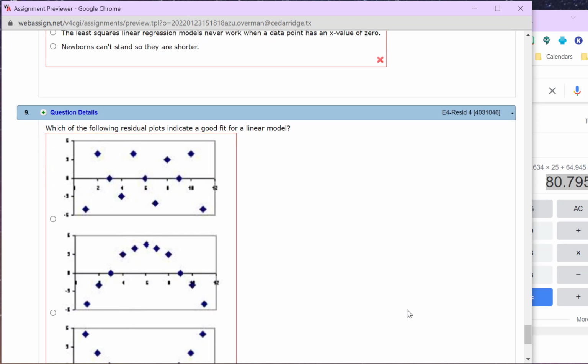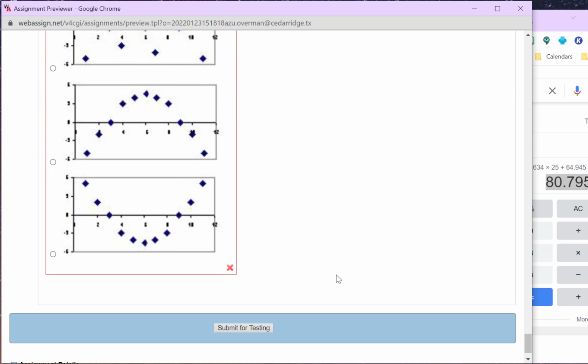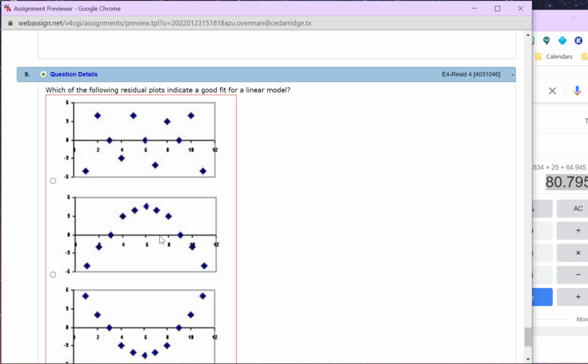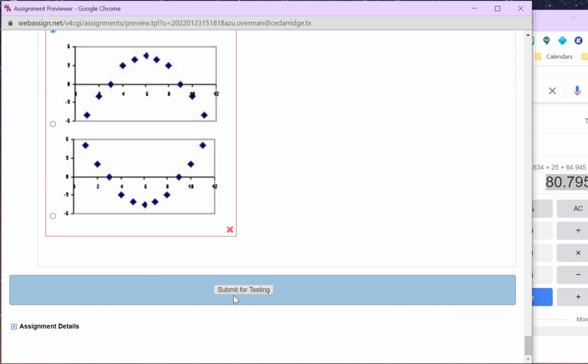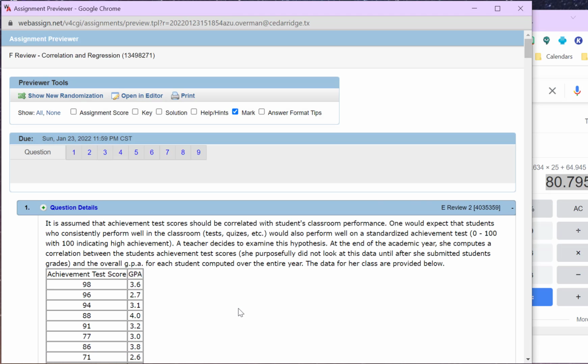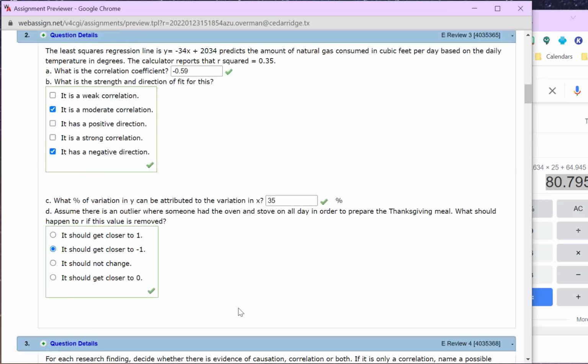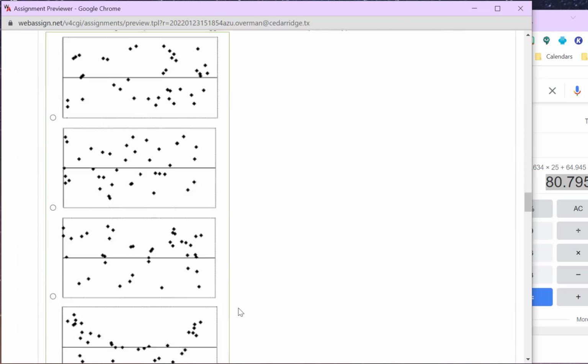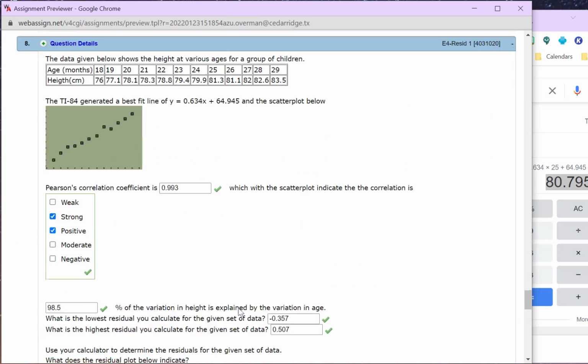Very bad. And which of the following indicate a good linear fit? Anything with a pattern? Bad. Pattern bad. Random good. And that is it. Voila. You should have all your answers right. Okay, and hopefully I explained everything well.